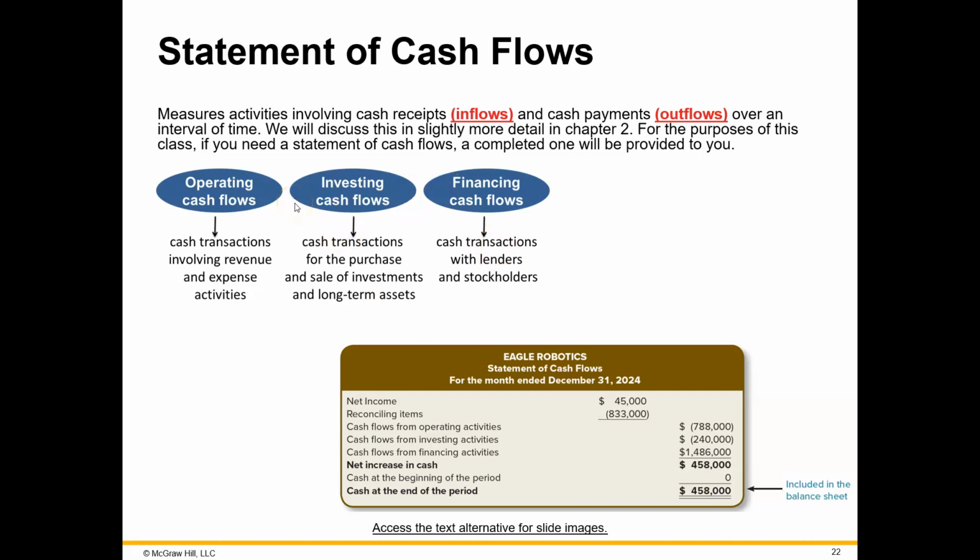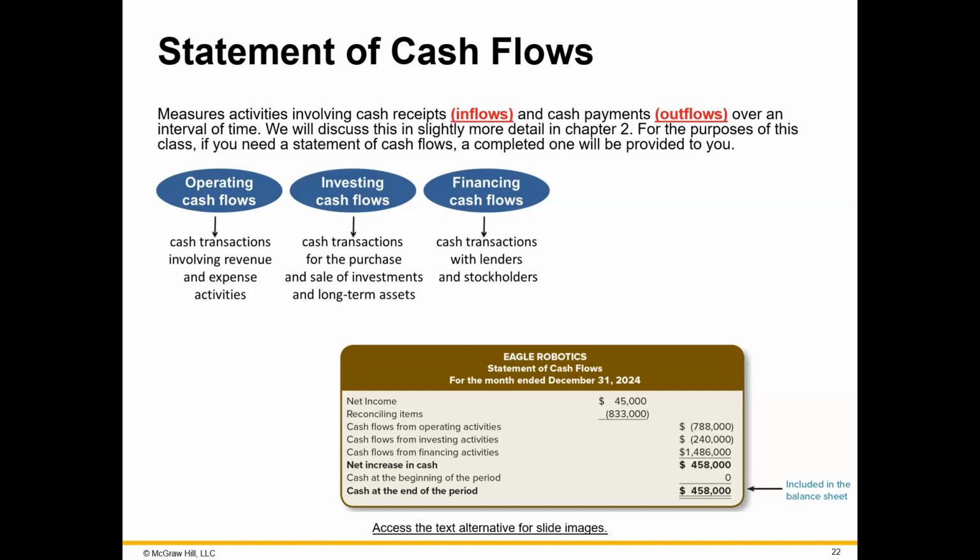So we're going to separate these out into the three different activities that we talked about. So the first one would be operating cash flows. This is going to be any cash receipts or cash payments that involve revenue and expense activities that we had during our normal operations. Next, we'll have the investing cash flows.